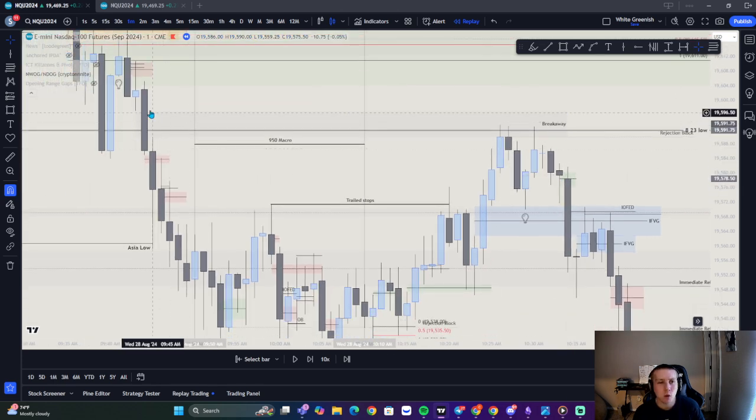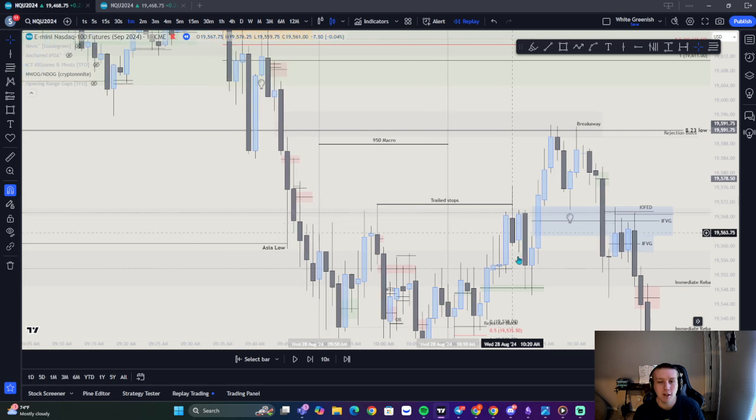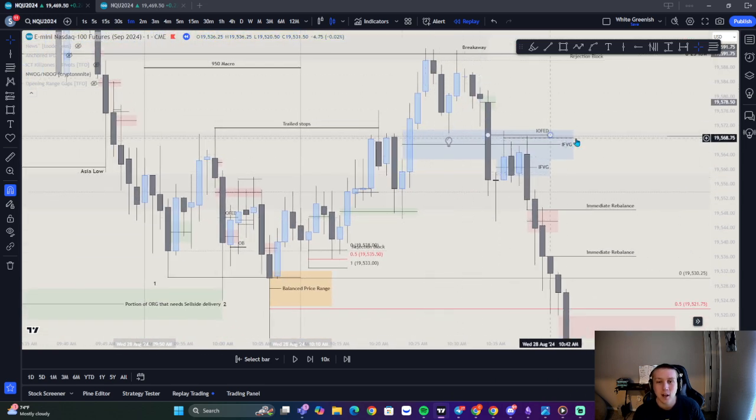We also have this portion that I wanted to see get filled. That was on the 5-second. That was a volume imbalance. But the fact that we're failing to get up into that is insight. Now this is when the inversion fair value gap gets traded through. We get a market structure shift.